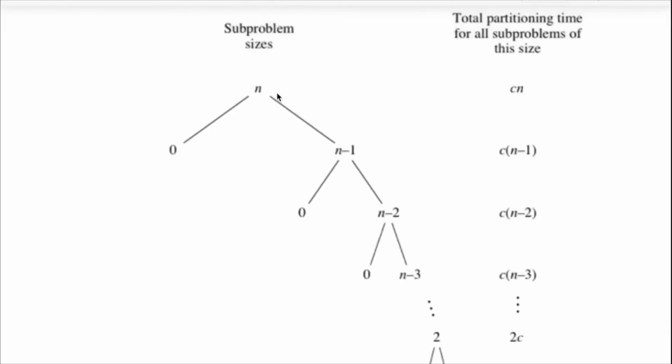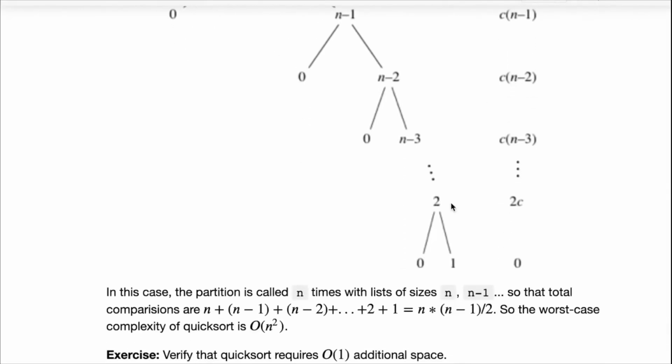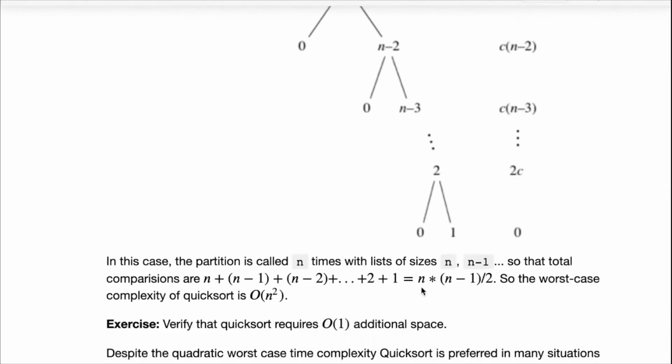But the amount of work involved in partitioning is the same, because you have to run through the entire list to partition the list, right? So in this case, the time complexity is roughly n times n minus 1 by 2. So the time complexity is about order n square. And that's bad, because that's as bad as bubble sort.